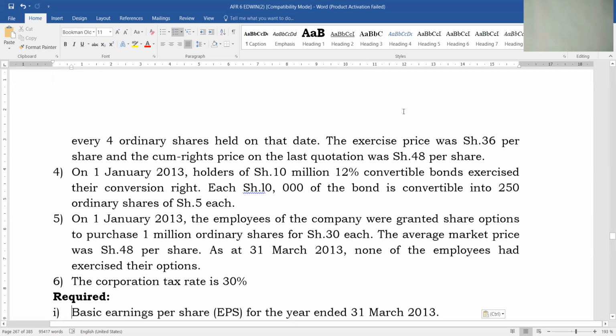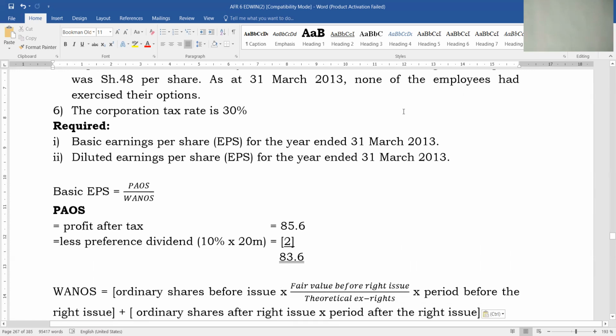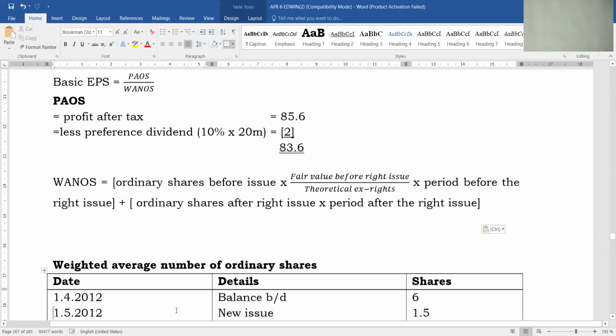So when computing the weighted average number of ordinary shares for this year, I have to take into account how to compute it when there is an element of rights issue. For that, you have to use this formula. I told you first to write the formula. When there is a rights issue, ordinary shares before the rights issue, multiplied by fair value before the rights issue, divided by the theoretical exercise price, multiplied by the period before the rights issue, plus ordinary shares after the rights issue multiplied by the period after the rights issue. That is when you use this formula. Now we apply the formula.